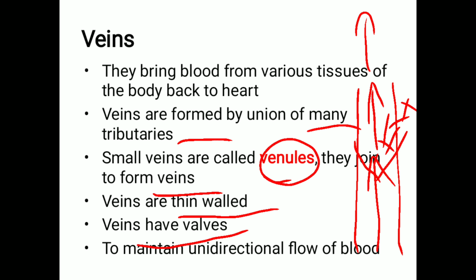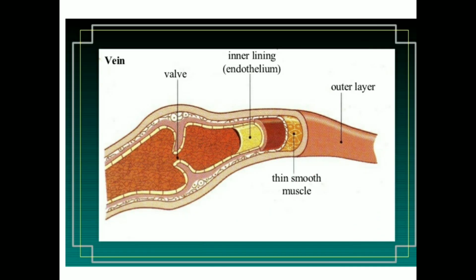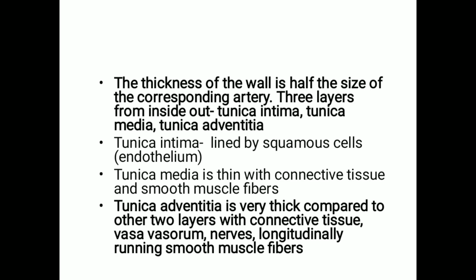So remember, veins are thin-walled. Veins have valves to maintain unidirectional flow of blood. To maintain the unidirectional flow of blood, valves are present. See here in the figure, these are the valves you are looking at. Points: the thickness of the wall is half the size of the corresponding artery.